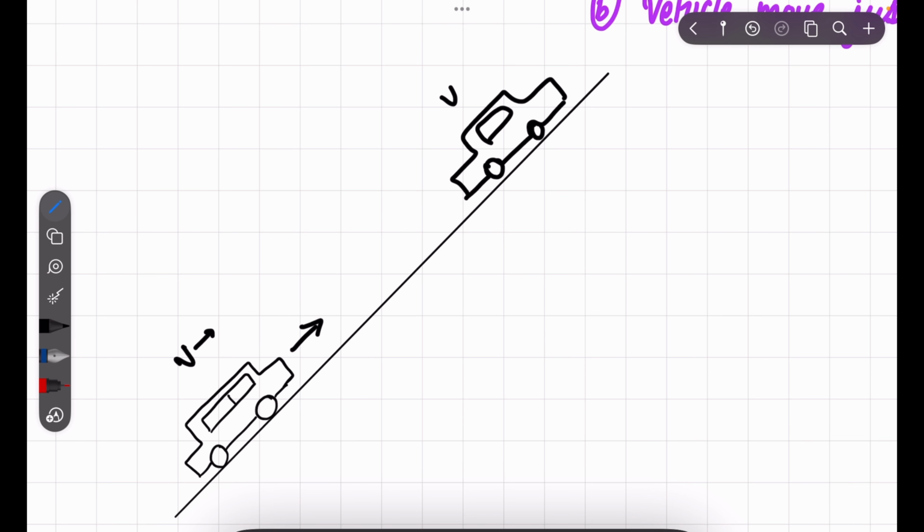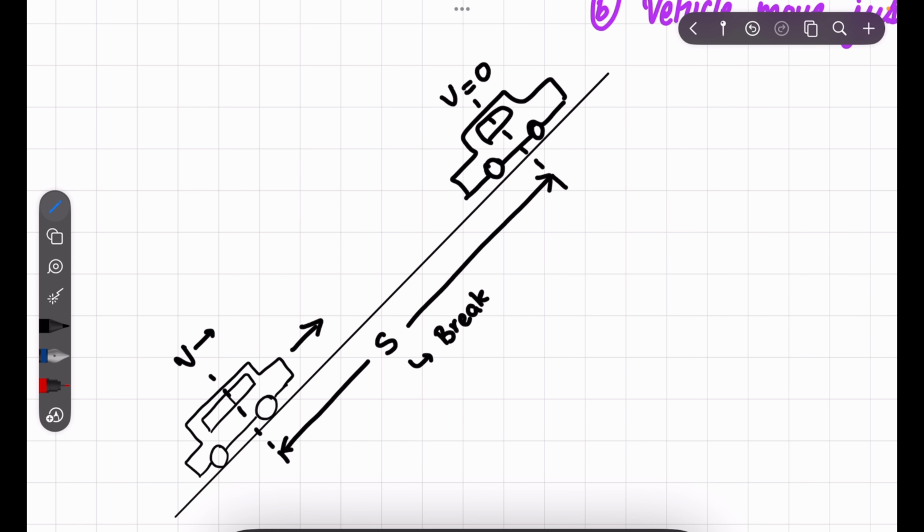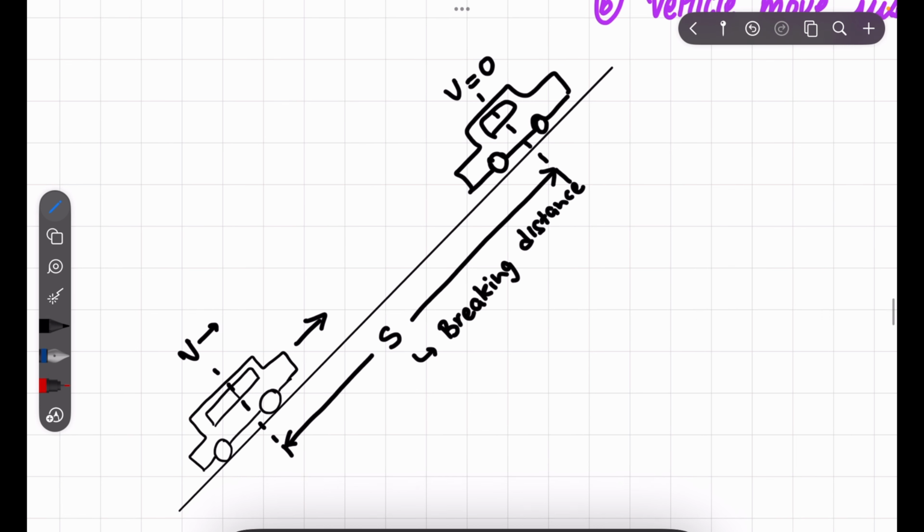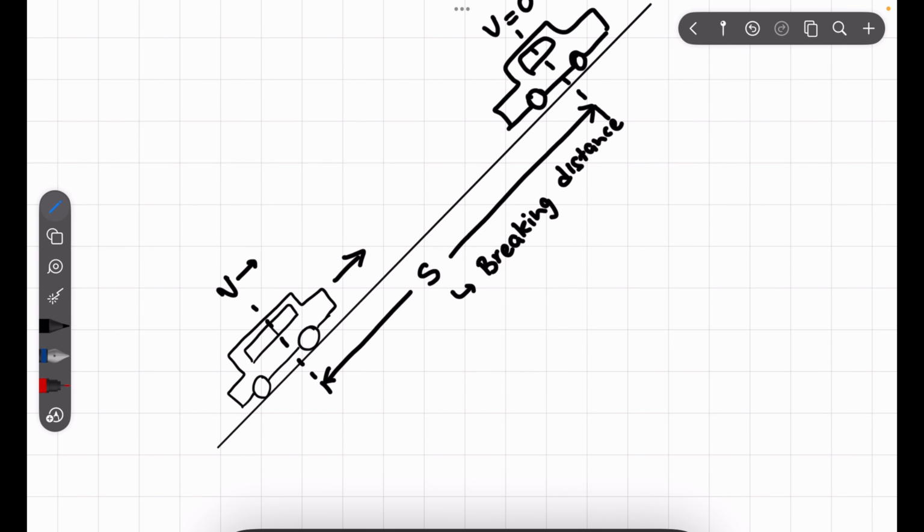So V is now equal to 0, and this is the distance S that has been covered by the vehicle. This distance S is what we call the braking distance. Now, how do we find out this braking distance? First of all, we will see what the components are that are supporting this braking distance.